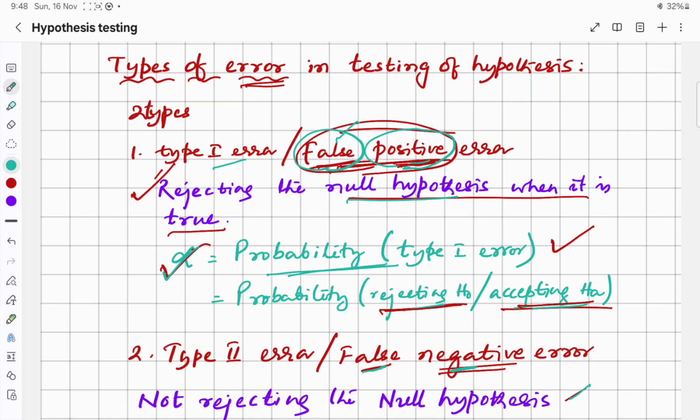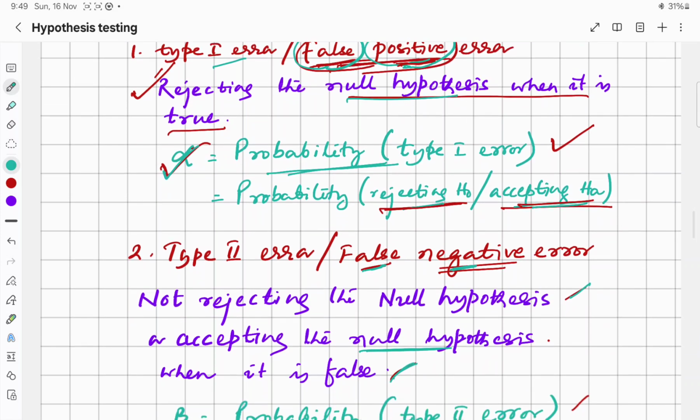And we usually measure the probability of type 1 error, and based on that we can say what is the level of significance. Alpha is called the level of significance, which is the probability of type 1 error. So alpha is the probability of rejecting the null hypothesis. Also we can say it is the probability of accepting the alternate hypothesis.